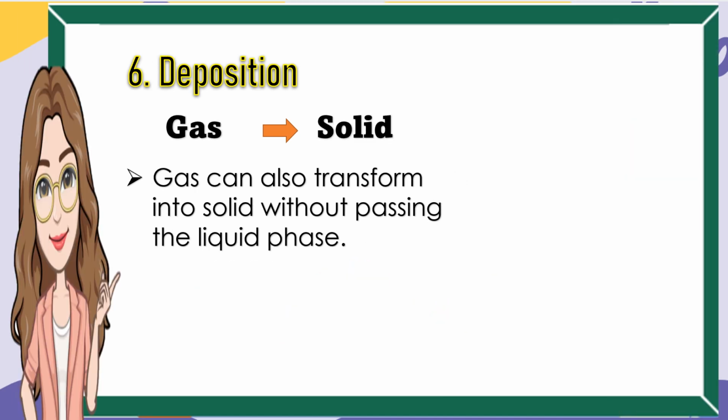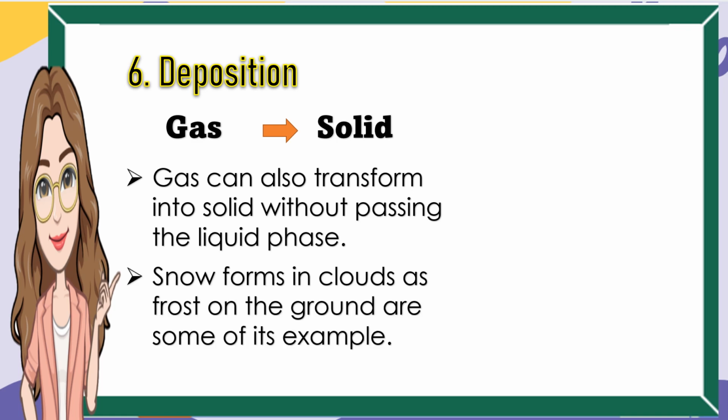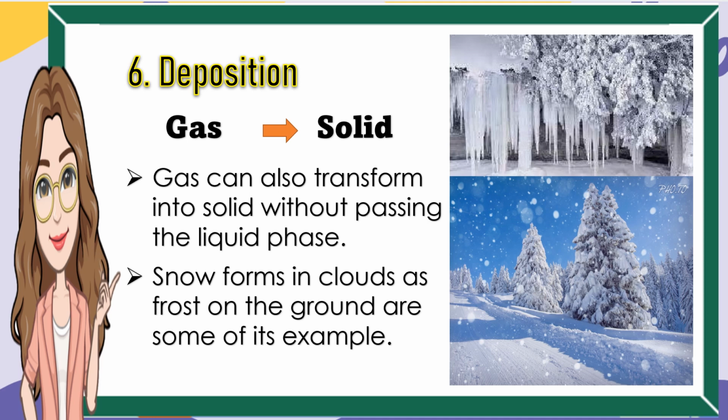Last process, we have deposition. It is turning gas to solid. So gas can transform into solid without passing the liquid phase. Examples here are snow forming in clouds, and frost on the ground, just like in this picture. That's why we have snow.